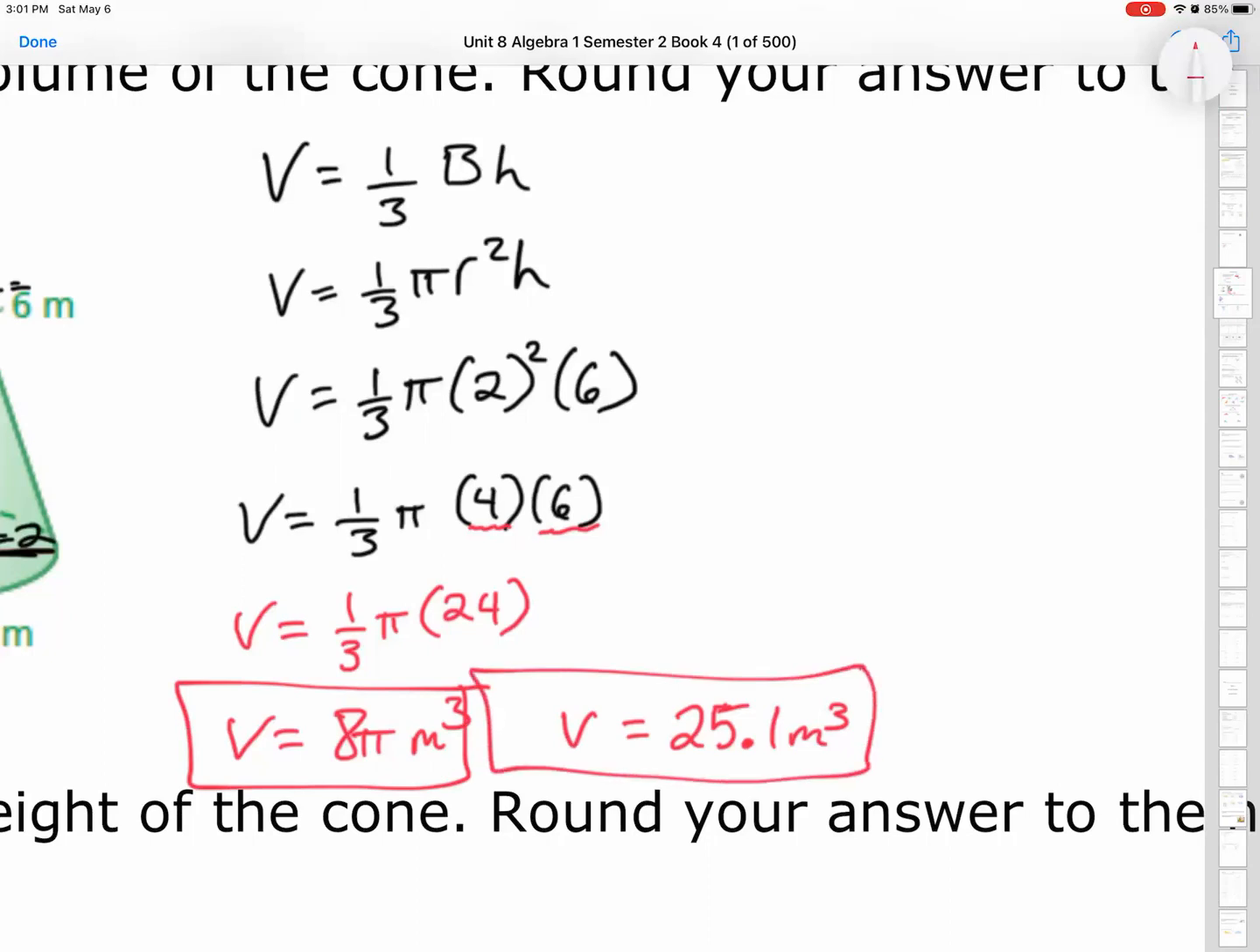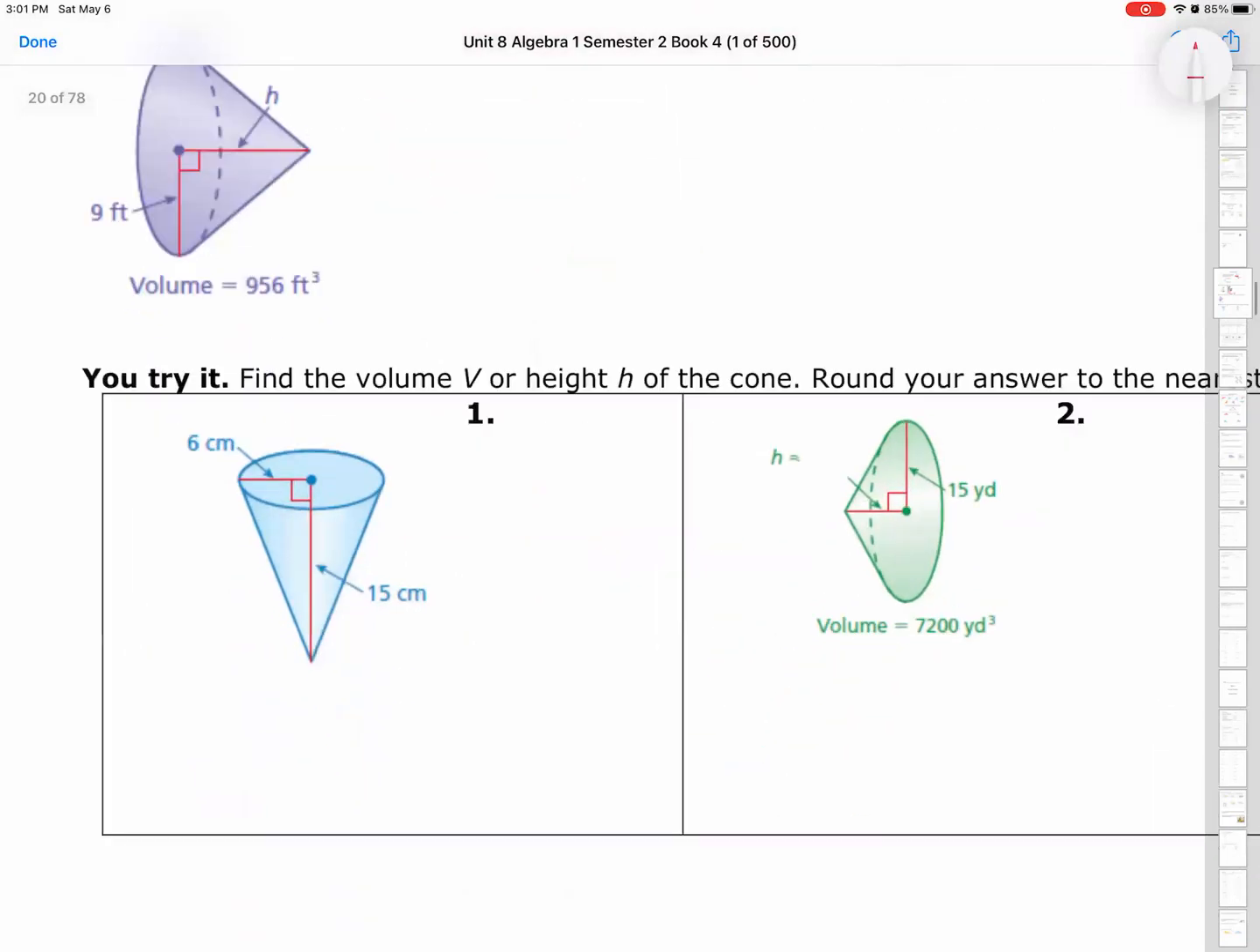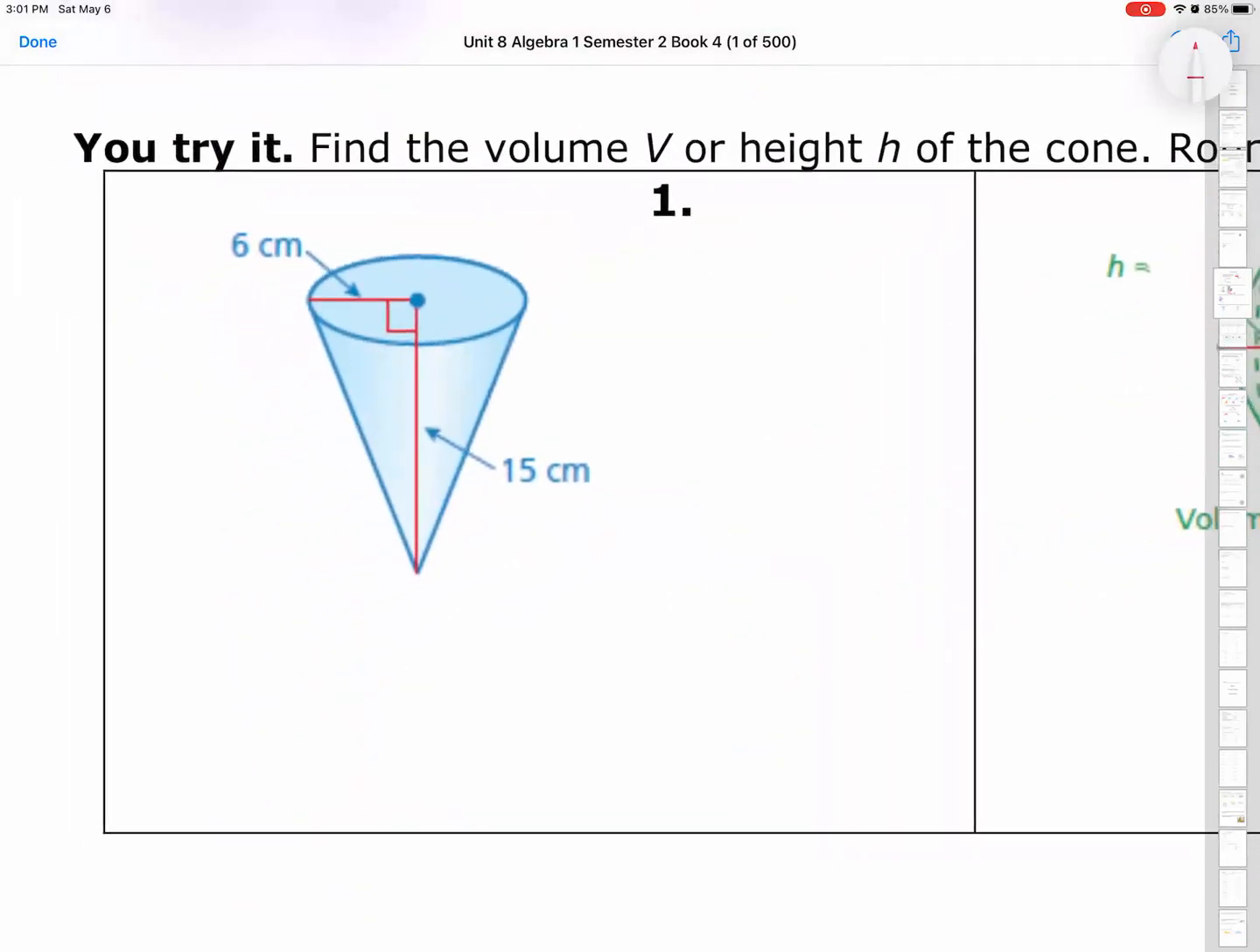So really, again, it's just like the cylinder, and you take 1/3 of that. My students are like, literally, that's it? And I'm like, yeah, that's it. So please feel free to pause the video if you have any questions at all. But if you're good, please pause the video and try example 1 from the You Try It.